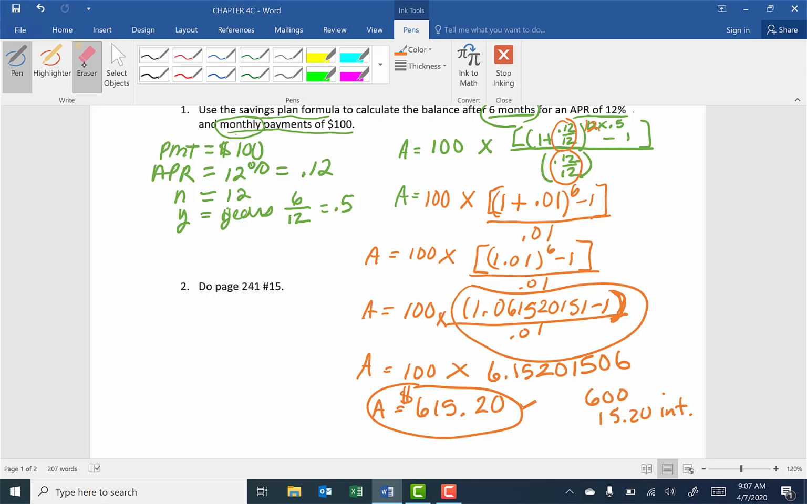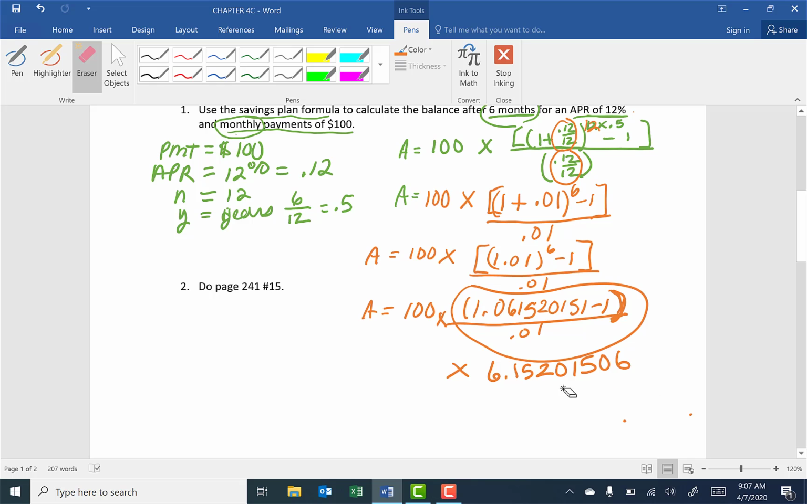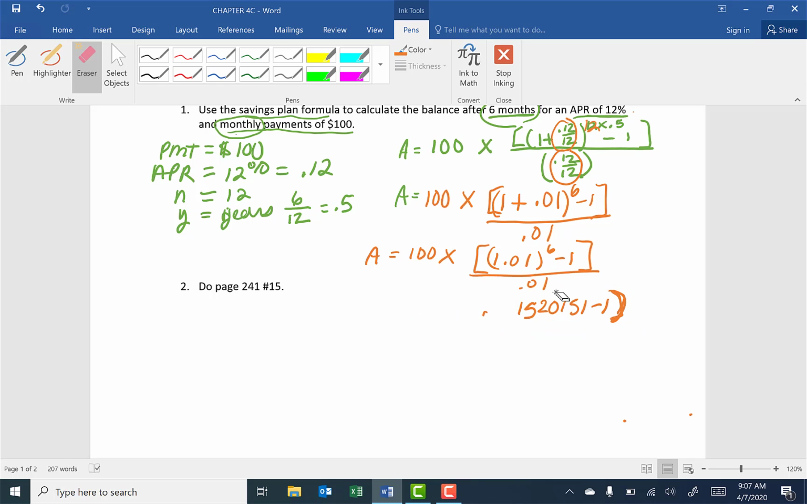So hopefully you have this written down so that we can use this space for other information. Okay. In our book, page 241, number 15, and I will read it to you so that you have it. It says, assume monthly deposits and monthly compounding for the following savings plans. Find the savings plan balance after 12 months with an APR of 3% and monthly payments of $75.